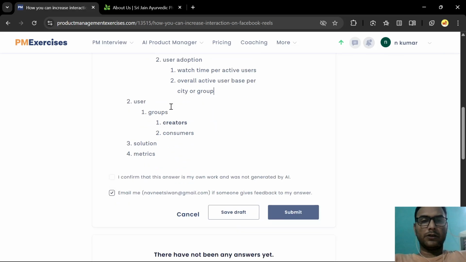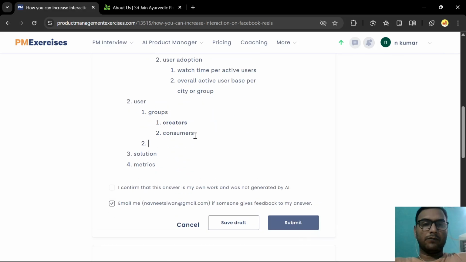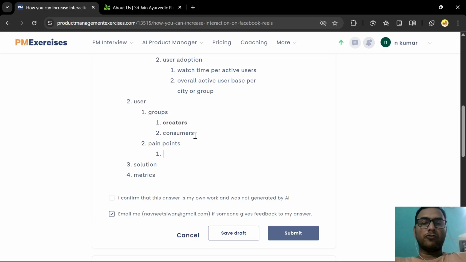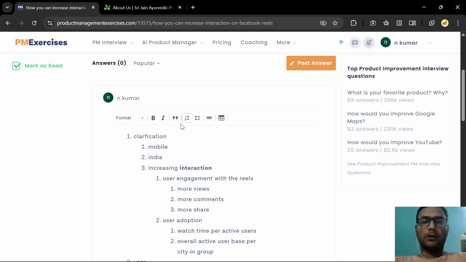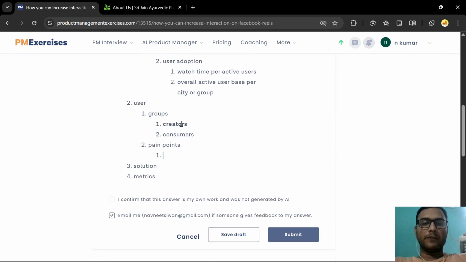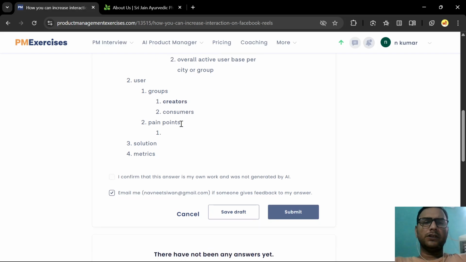Okay, moving on, let us say we prioritize or selected the first group, the creators, those who are on Facebook Reels using this platform, using this feature. So, what could be the pain points, or the things they are finding as a form of friction when they are trying to use this feature?